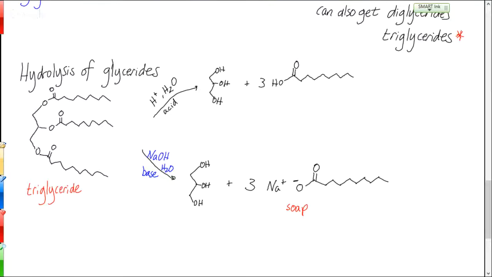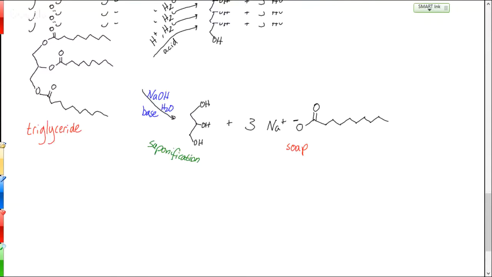So in base, that bond breaks in a similar way, but the end product is not the fatty acid. It's, we might say, the fatty base. We don't really use that term, but it makes sense, fatty base. The sodium salt of the deprotonated fatty acid. So this process in making the soap is called saponification. You don't need to remember that word.